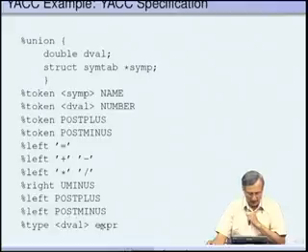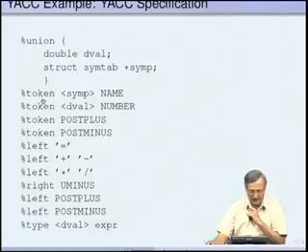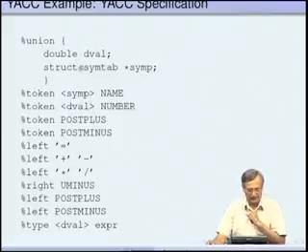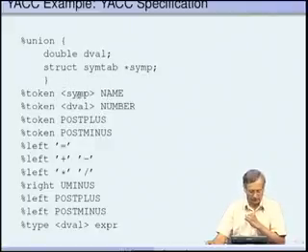Then it is possible to attach some semantic information to non-terminals and terminals. For terminals such as name and number, there is a dval field which is described in the union statement above. It is a double field, and this sym field is a pointer into the symbol table. So, for numbers, double is the declaration of the value of the token, and for names, a pointer into the symbol table is the value of the token. And for non-terminals such as expression, again dval, which is double, is the semantic information associated with it.